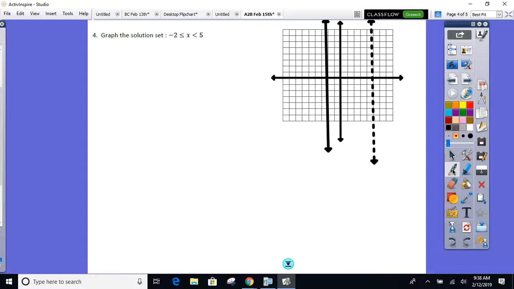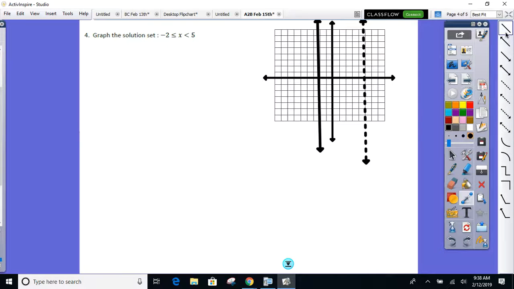Guess where I'm going to shade? Right in between. Yep, this is what it's saying. Everything between, x is everything between -2 and 5. So I'm going to shade everything in between. Nuts, isn't it? You like that one? Pretty quick, painless. Guys get to do a little coloring.